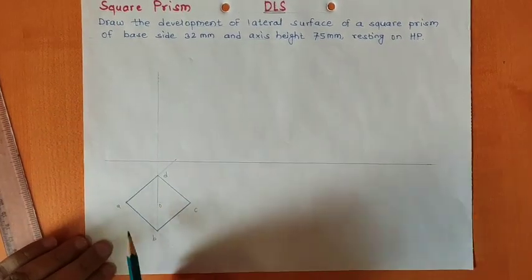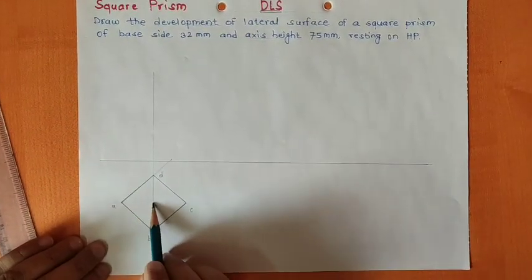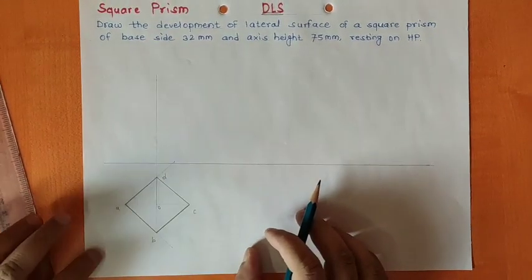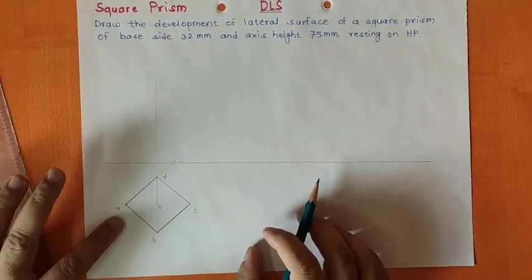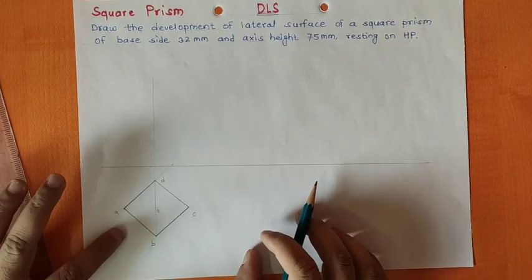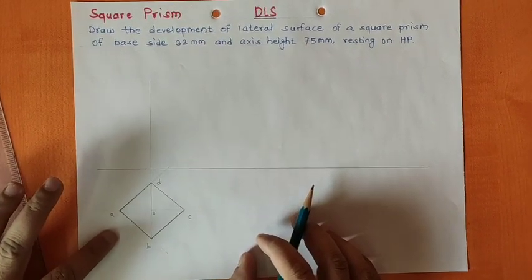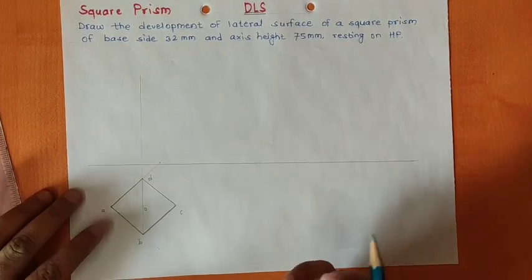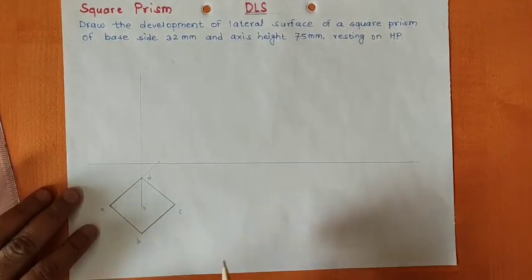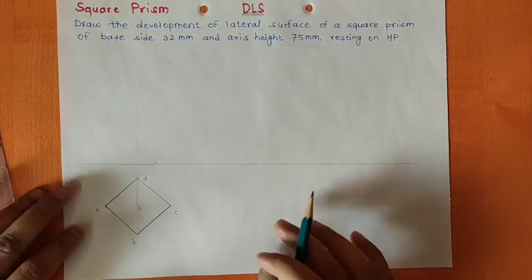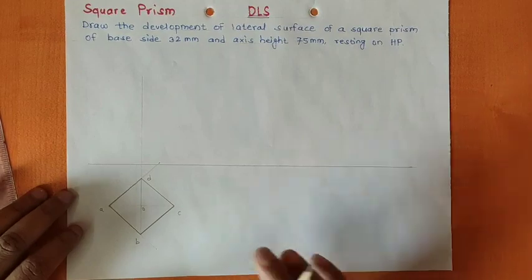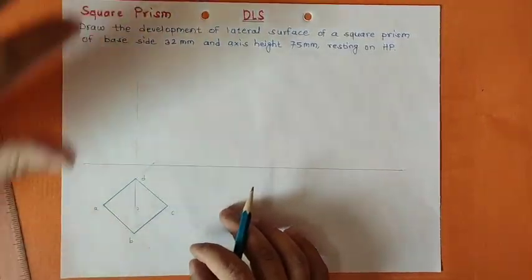I'll repeat again, the line joining the corner and center of this plane, AO, is parallel to XY, and this kind of resting is called resting on corner, and that's why we have drawn this square prism resting on its corner. So whenever you get a square pyramid problem or square prism problem, always draw the square resting on its corner. Why? We'll discuss that later, but it will be very easy to develop the surface if you draw it this way. Once you do that, we have projected the axis.